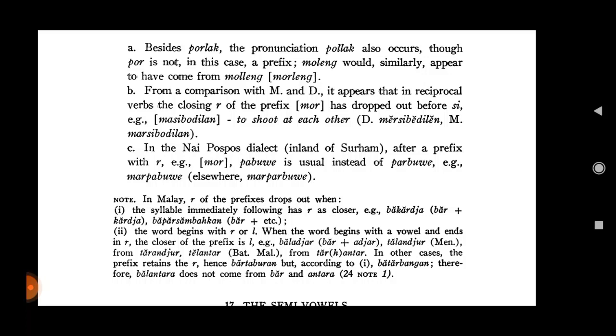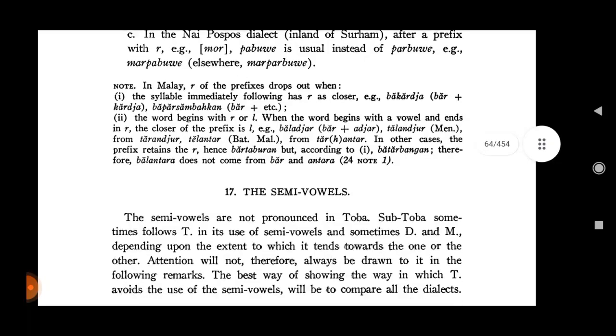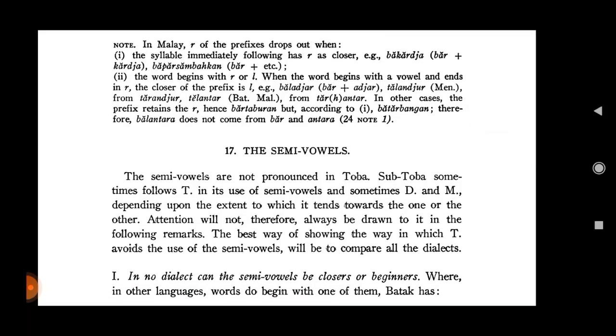In the Nai post dialect in the land of Sukham, after prefix with R, e.g. mar pabue is usually used instead of parbue, e.g. mar parbue. Elsewhere, Magparbue. Note: in Malay, the R of the prefix drops out when the syllable immediately following has R as closer, e.g. bakaraja, bar karja, baparsambahkan. The word begins with R or L. When the word begins with a vowel and ends in R, the closer of the prefix is L, e.g. balajar, bar ajar. Talanjur, from Taranjur Telantar, but Mar from Tarhantar. In other cases, the prefix retains the R, as in berteburan, but according to one, berterbangan, therefore balantara does not come from bar and antara.